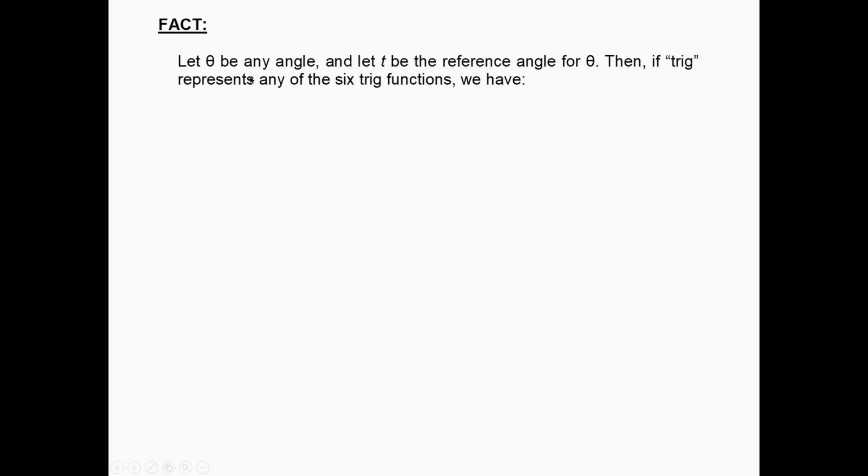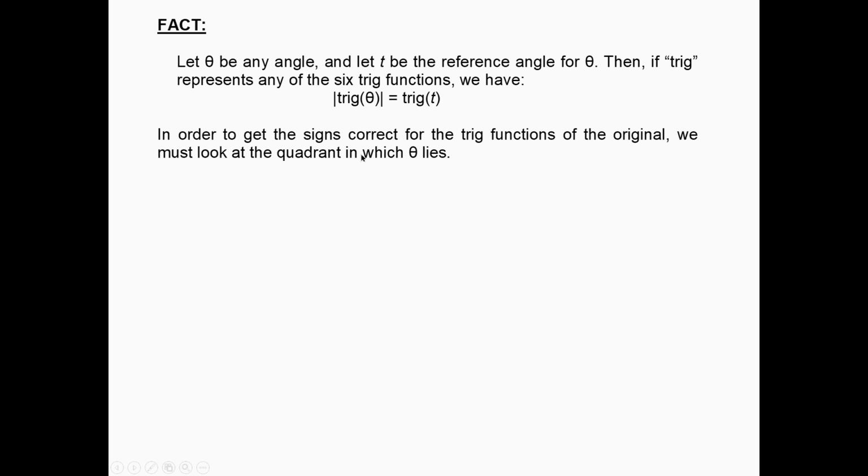Fact. Let theta be any angle, and let t be the reference angle for theta. Then if trig represents any of the 6 trig functions, we have this: the absolute value of the trig of theta is equal to the trig of t. If you're wanting the exact values of the trig of theta, we have to figure out in what quadrant the original theta lies. In order to get the algebraic signs correct for the trig functions of the original theta, we must look at the quadrant in which theta lies.